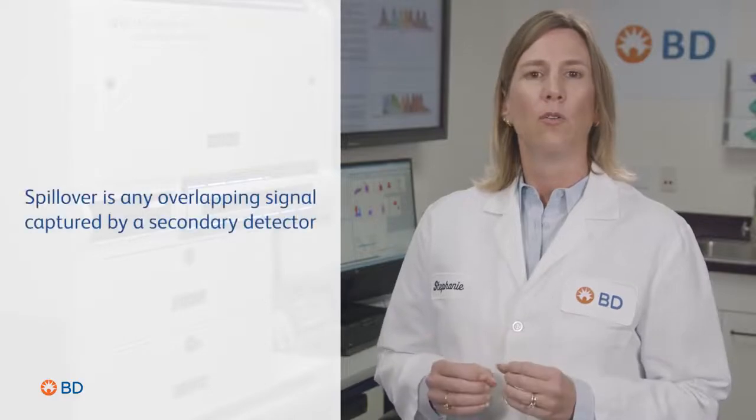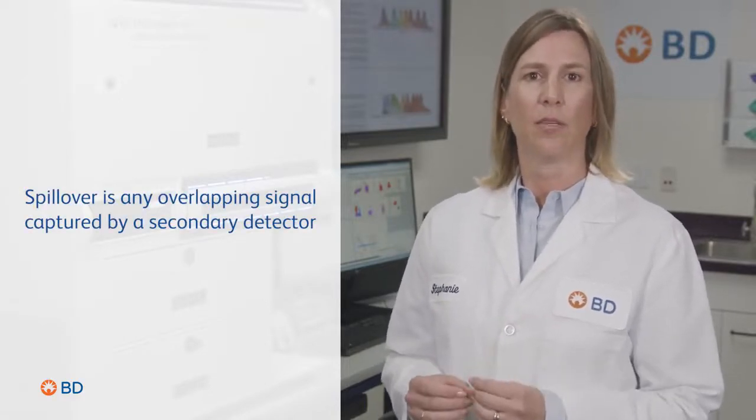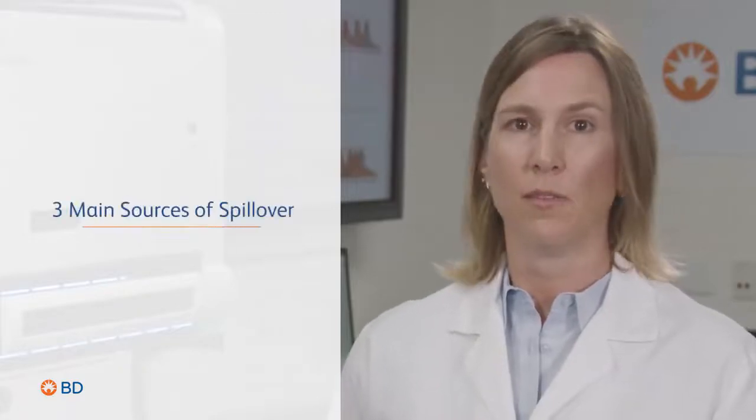Fluorochrome spillover is an important factor to consider when designing a panel, as this spillover can introduce spread and significantly impact your panel's resolution. Spillover is any overlapping signal captured by a secondary detector. There are three main sources of spillover.